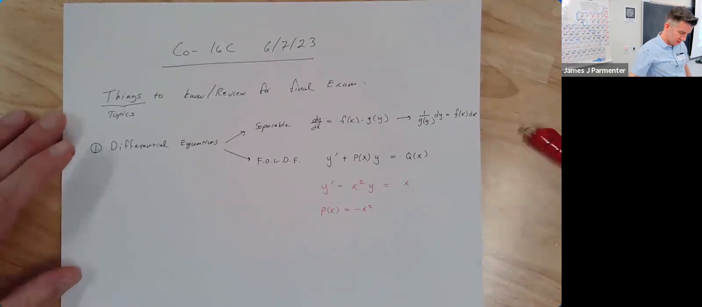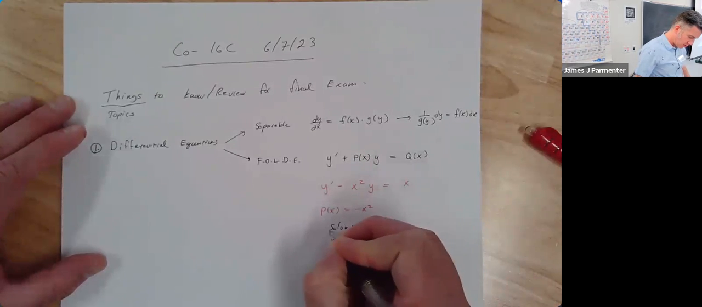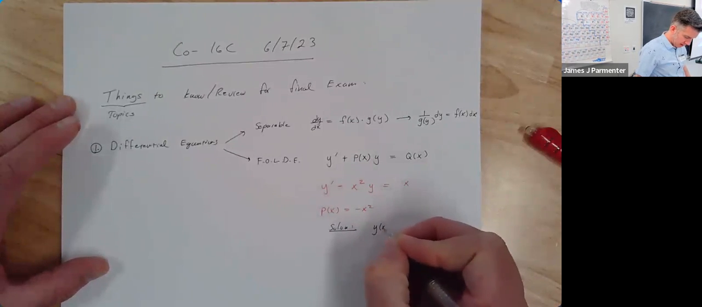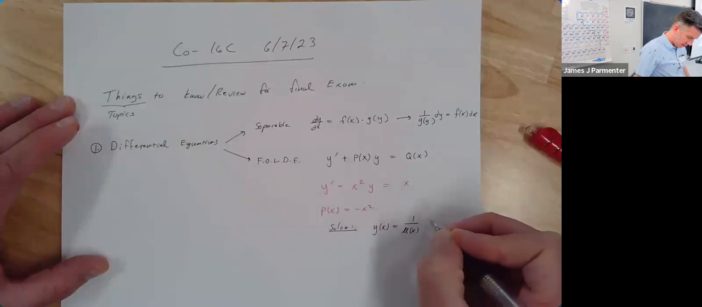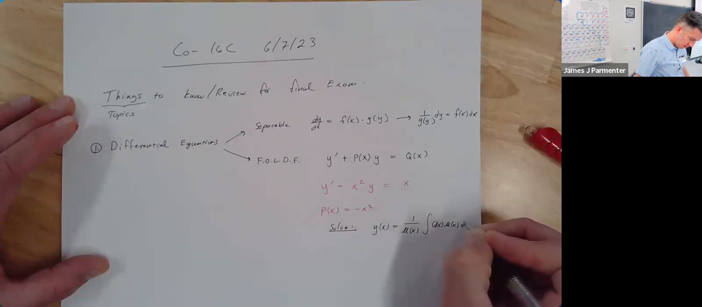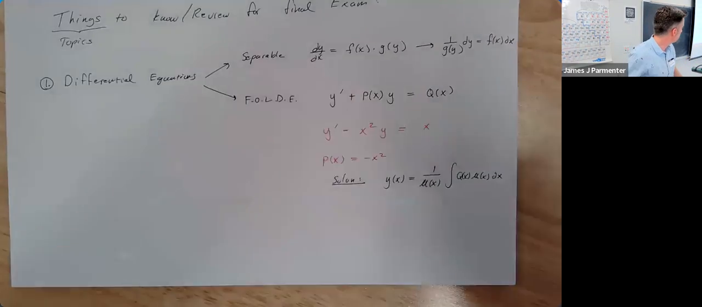And then the solution is going to be, in general, y as a function of x equal to 1 over your integrating factor times the integral of q times your integrating factor. That is mu. That is usually what we call it. Yeah, mu of x is the integrating factor. Zoom in a little bit so you can see it better.